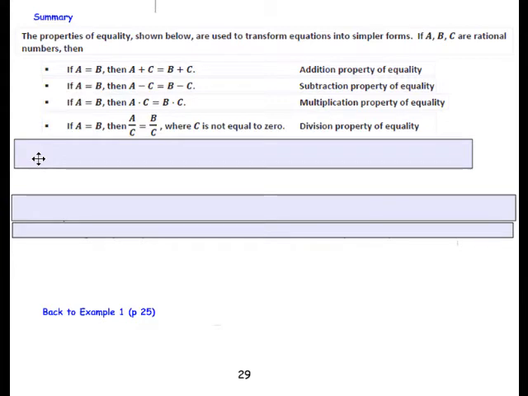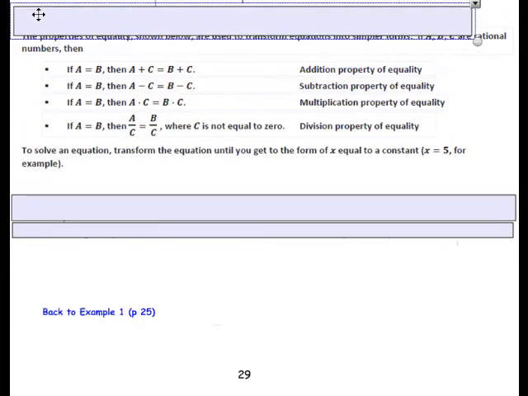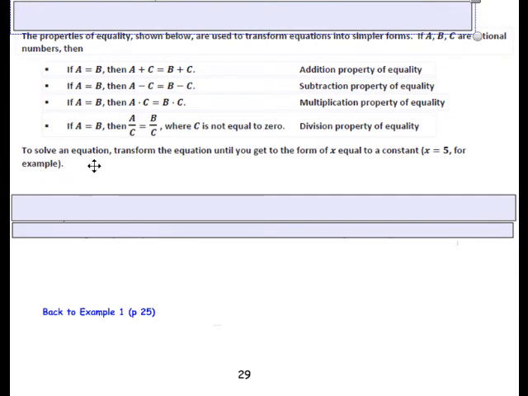Why are these properties important? To solve an equation, we transform the equation until you get it into the form x equal to a constant. X equals 5, for example.